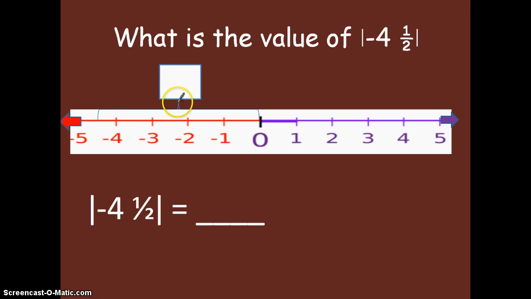Somehow or another, the bracket got a little bit too far this way, but on this number line, negative 4.5 would fall right around there. This is where negative 4.5 would be. Now, how far is negative 4.5 from 0? Well, it's 1, 2, 3, 4.5 spaces away from 0. So the absolute value of negative 4.5 would simply be 4.5, positive 4.5.